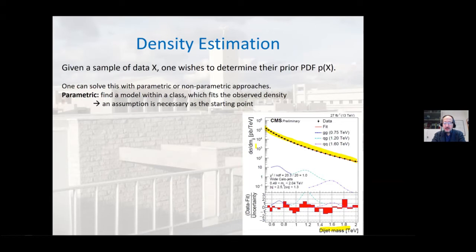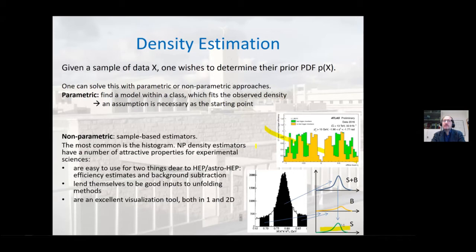But you can also approach the problem with non-parametric means. You use sample-based estimators, the most common of which is the histogram. So you create a histogram with your data, and this is by itself a density in the variable that you want to study. But it is discretized in a sense, and it has a binning. But it has many useful properties.